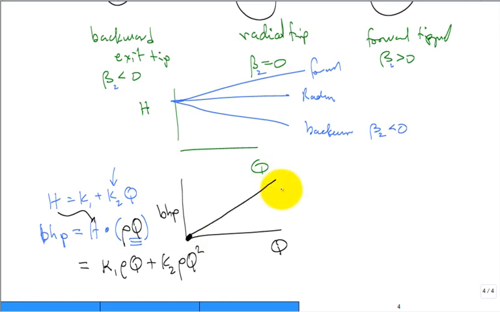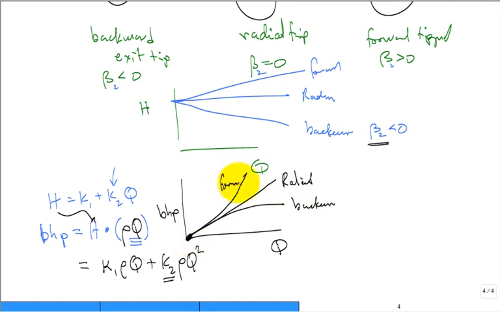What would that one be for? The radial. But if beta 2 is negative, backward faced, then the K2 is negative, and you're going to get, I'm exaggerating a little bit, but it'll be coming down like that. What is that? That's our backward. And what about the other one?